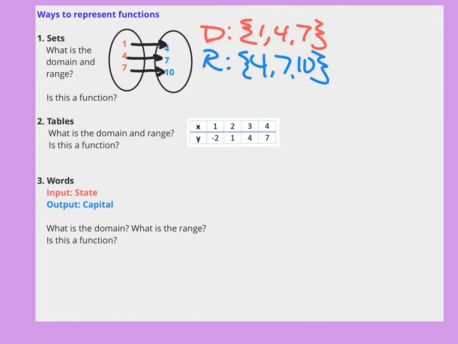Then I'm asked the question, is this a function? So for this to be a function, every element in set A needs to be mapped to exactly one element in set B. So 1 is just going to 4, 4 is just going to 7, and 7 is going to 10. So this here would be a representation of a function.